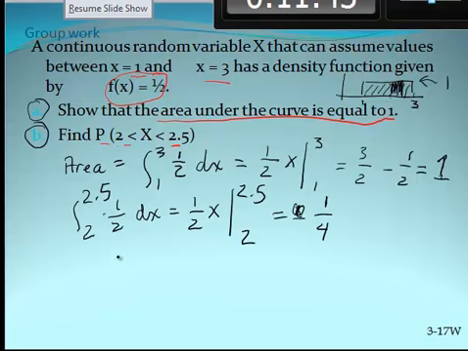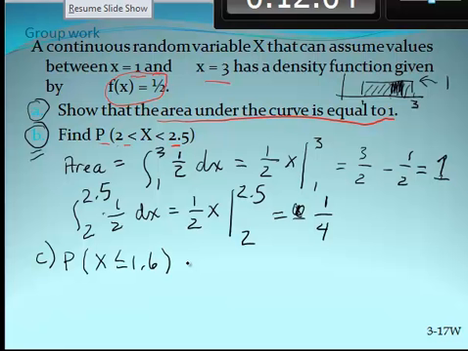So that's for part B. Now, here's a tricky part. Let's say that I had asked you for a part C that would be the probability that x is less than or equal to 1.6. Now, if you were to do that, this is set up to trick you. How am I trying to trick you?